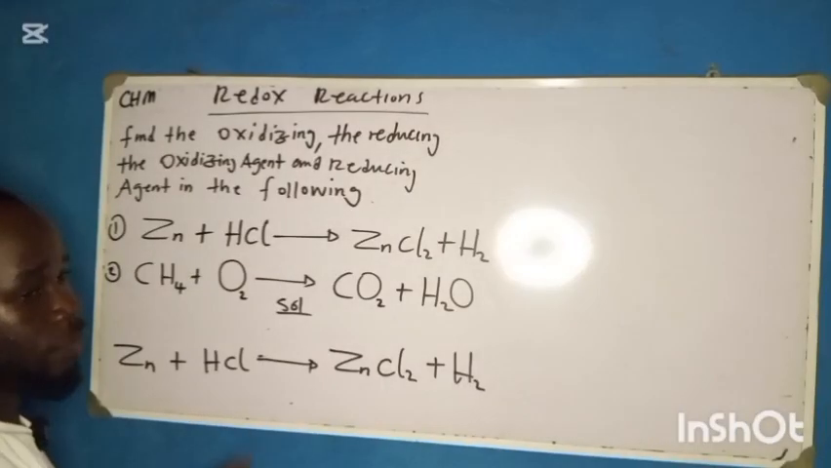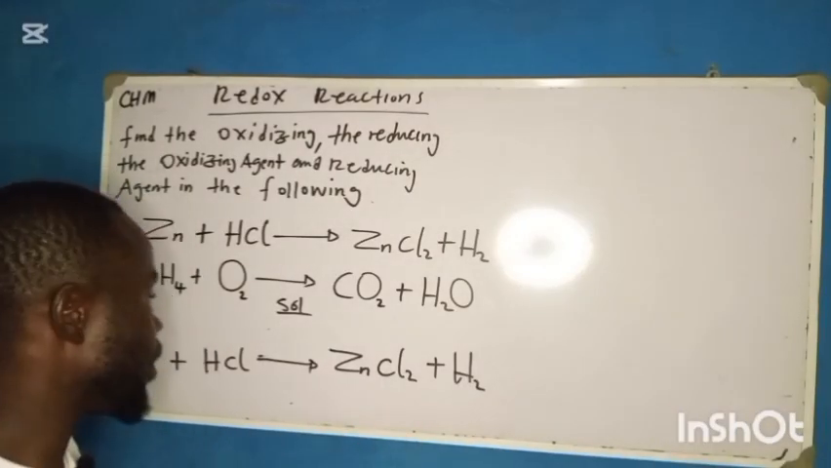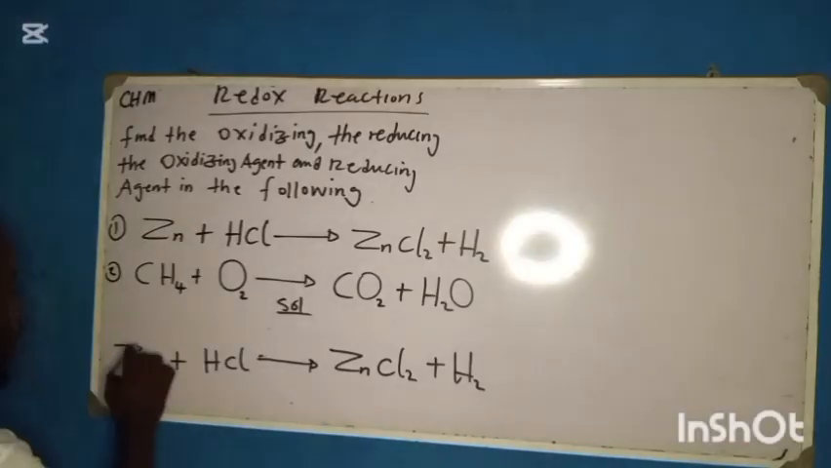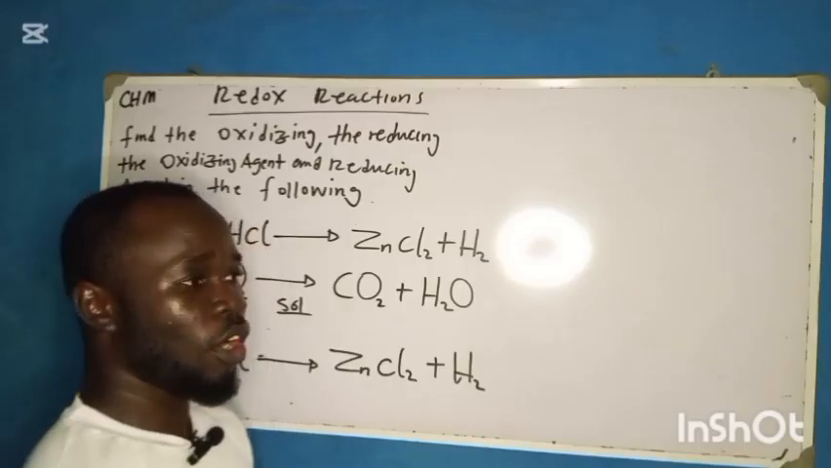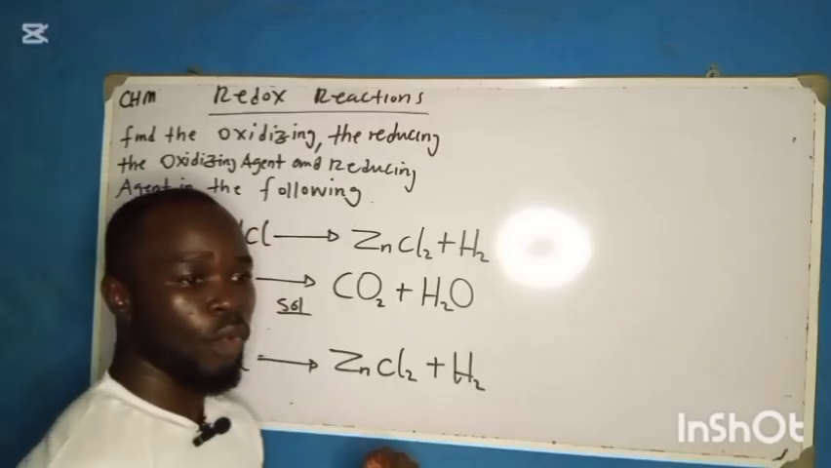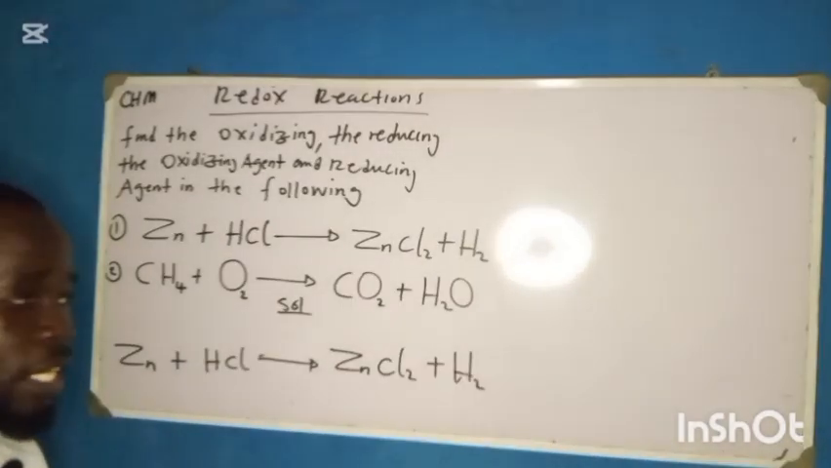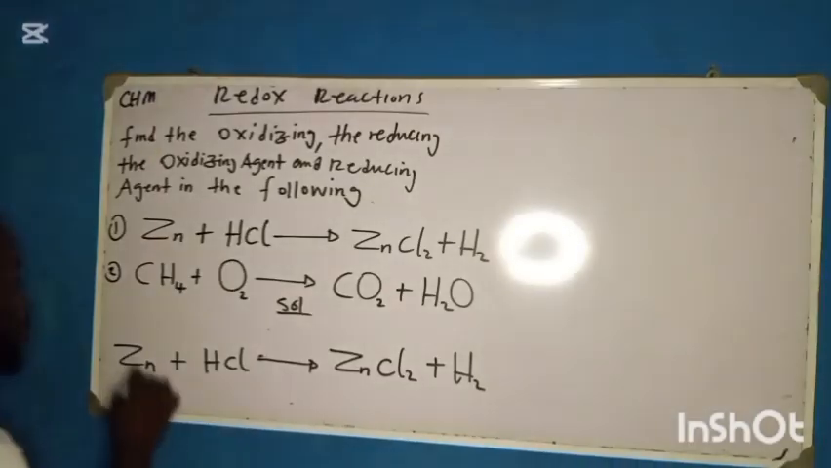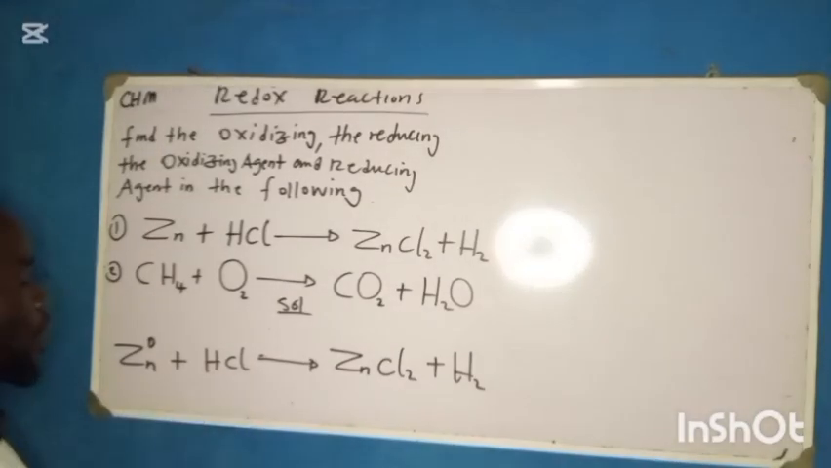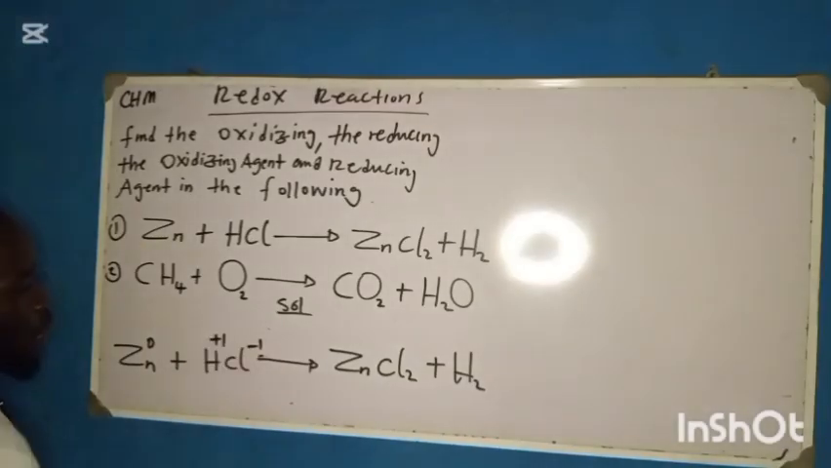Now, for you to do that, you must first of all find the oxidation number of each of the atoms that are present in this particular chemical reaction. Let's start from here. The oxidation number of zinc here will be 0 because the oxidation number of an element, a monatomic molecule, that is a pure molecule, is 0. And then if you come here, oxidation number of chlorine is -1, and that of hydrogen is +1.